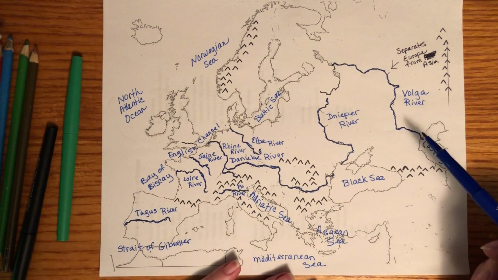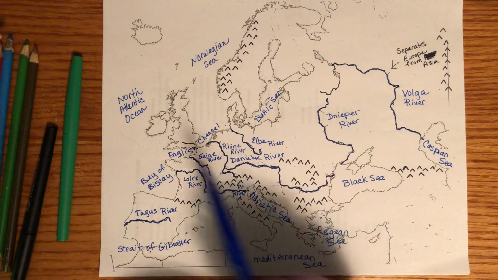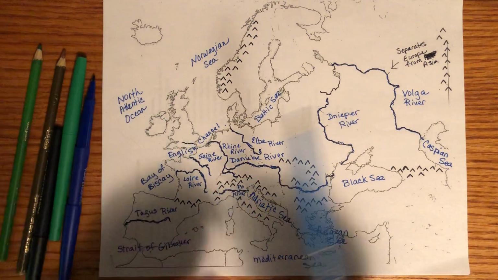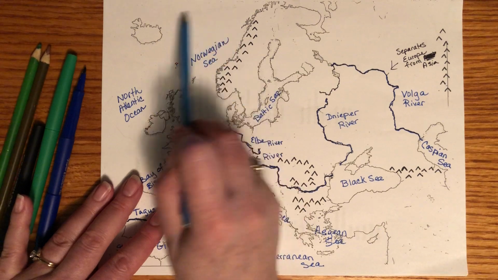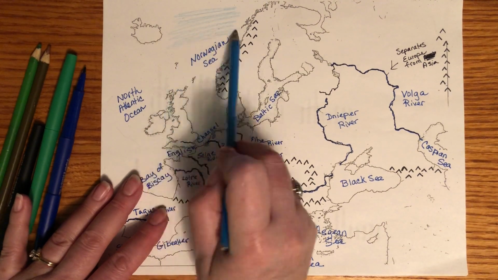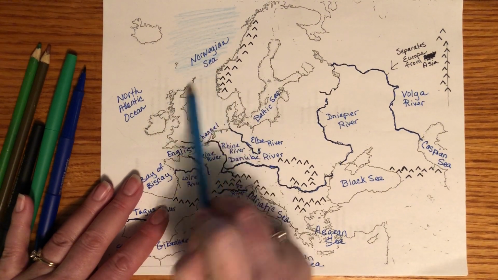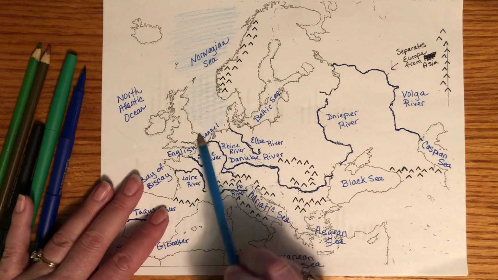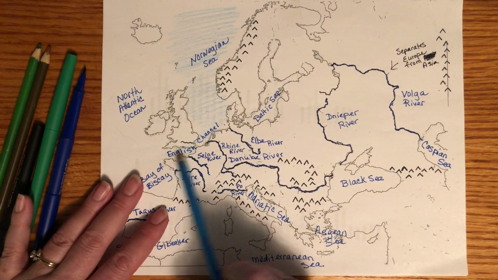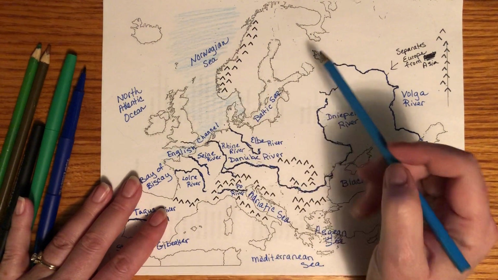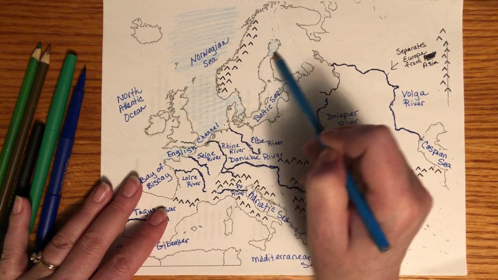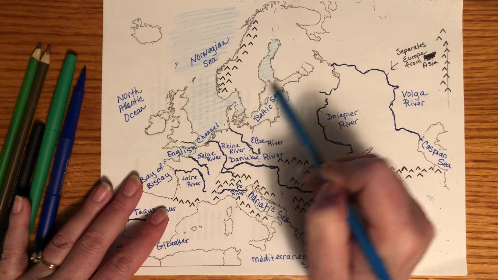We have our rivers, we have our seas. Let's take our blue pencil. Remember when we were doing this together on the overhead projector, we wanted to just kind of color our seas. Get our water all colored up so we know now we're seeing the difference where the water is and where the land is. Don't forget your Baltic Sea. In this area here.